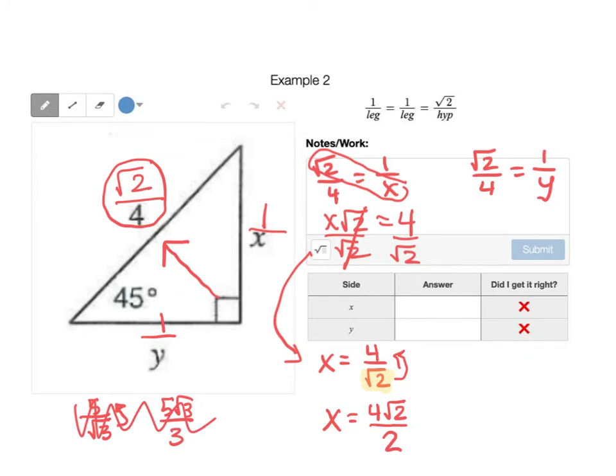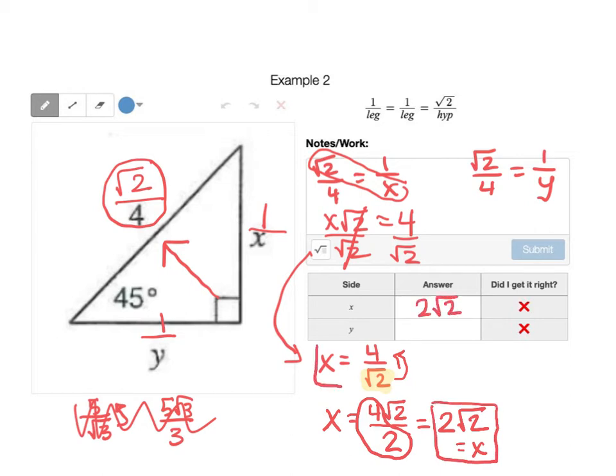The last thing I need to check is if these outside numbers reduce. In this case, they do. 4 divided by 2 is 2. And then the root 2 was kind of left alone. So that was our x value. That's the best answer from my perspective. But again, this year I will take 4 over root 2.